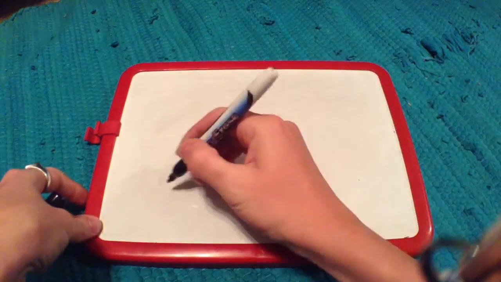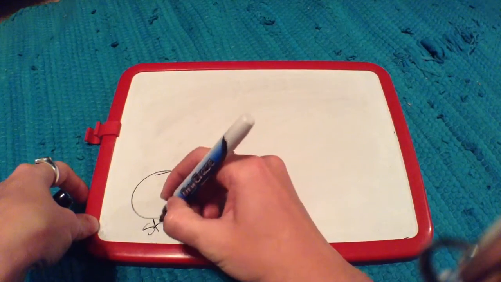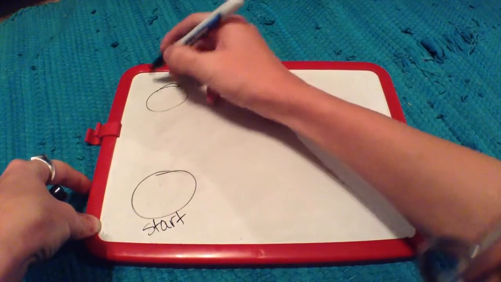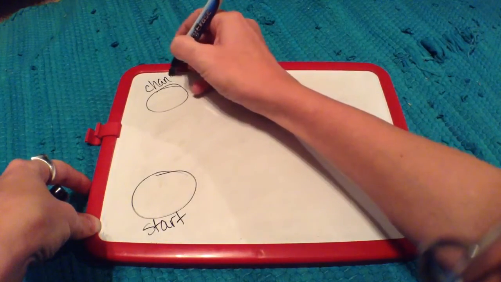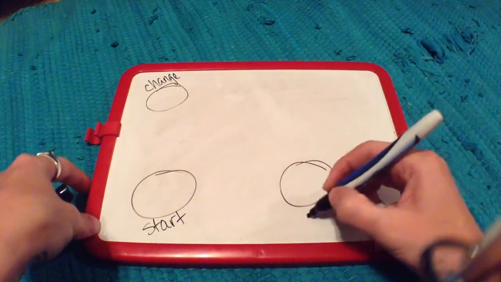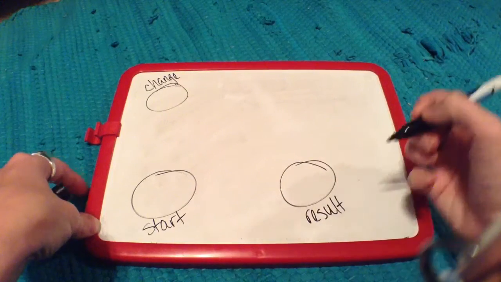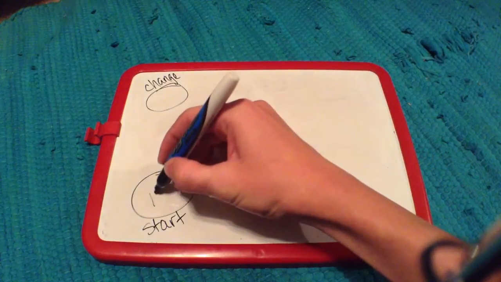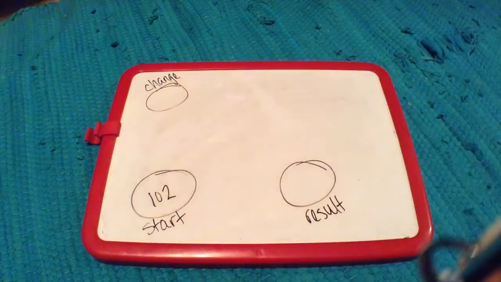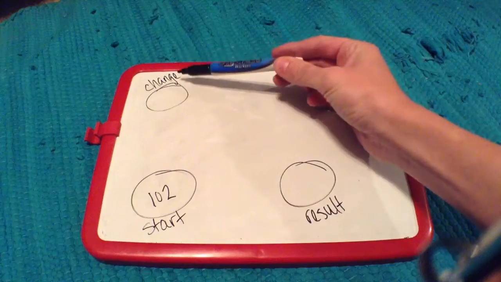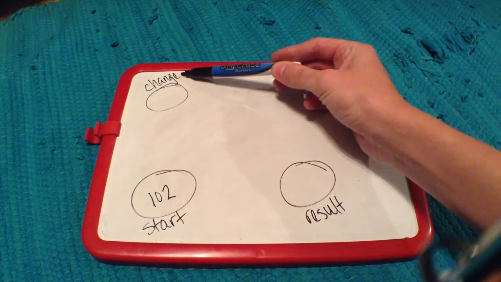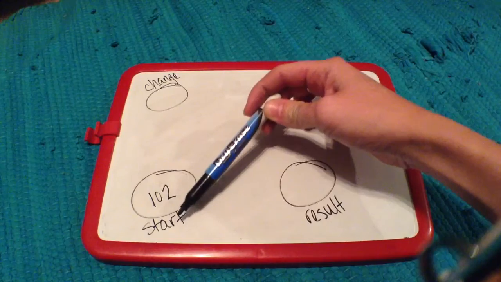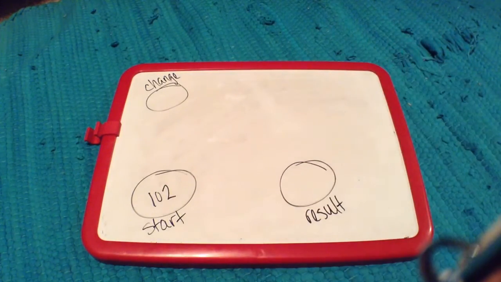Here we have our start bubble. We have our change bubble. And we have our result bubble. Now, we know that she started with 102 beads because it tells us Sally had 102 beads. So I'm going to go ahead and put that in my start bubble. 102 beads. Now, whatever number is going to go in this change box is going to change our start number, and that's how we're going to get our result.